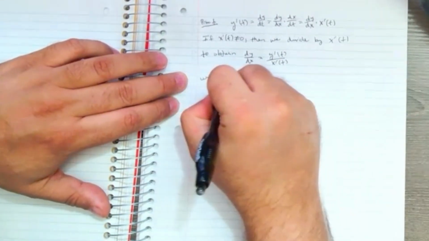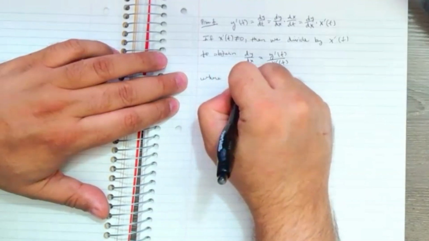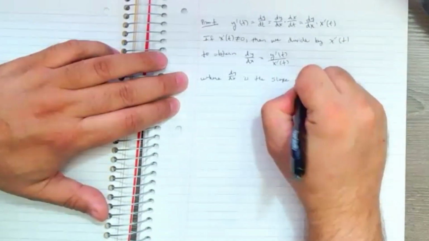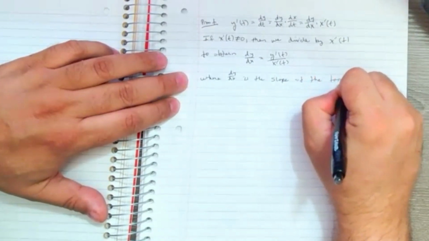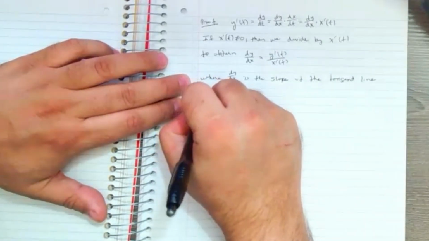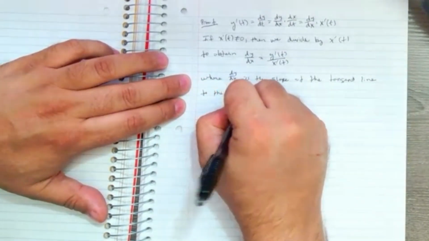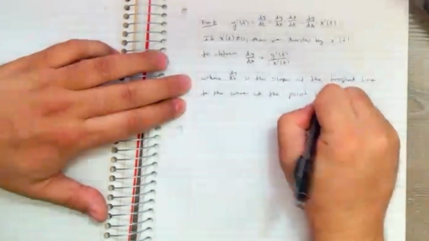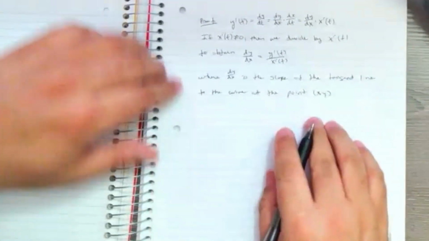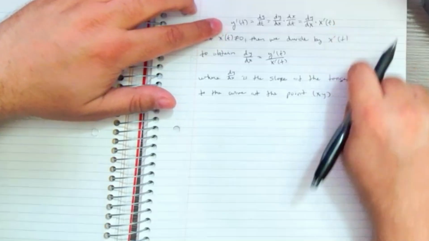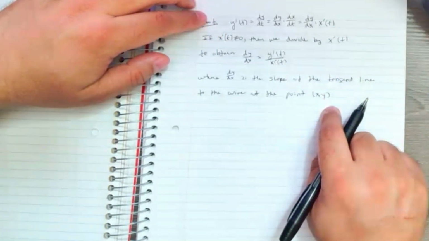where dy/dx is the slope of the tangent line to the curve at the point x, y, where since we have parametric equations, x is a function of t and y is a function of t, that is at the point with parameter t.